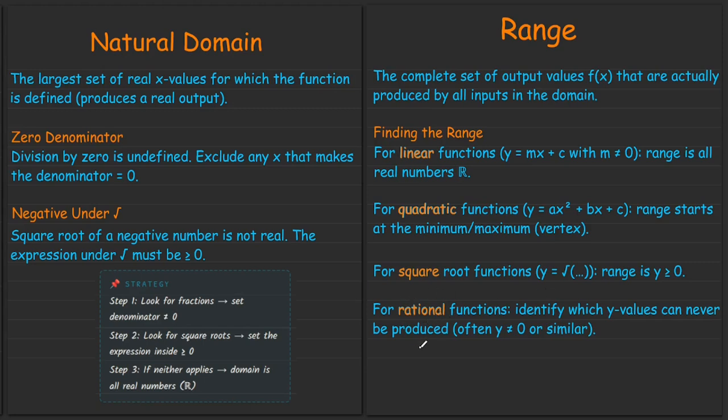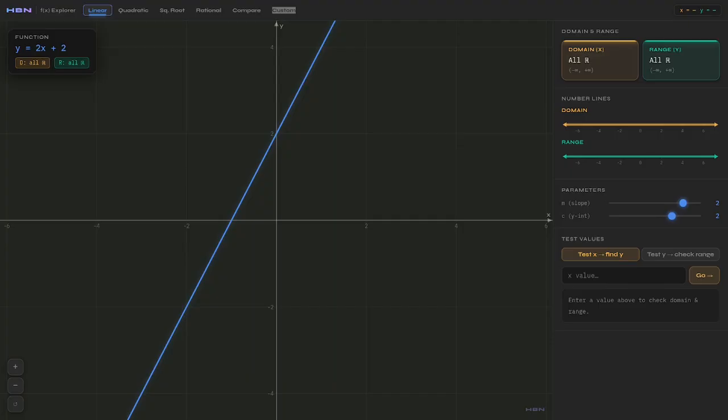Then for rational functions, the range is the set of all real numbers, except that value for which y is equal to 0. That one involves a little bit of calculation, and we will see that when we begin solving. Now let's go to the graph and actually understand this visually. So let's start with linear functions.